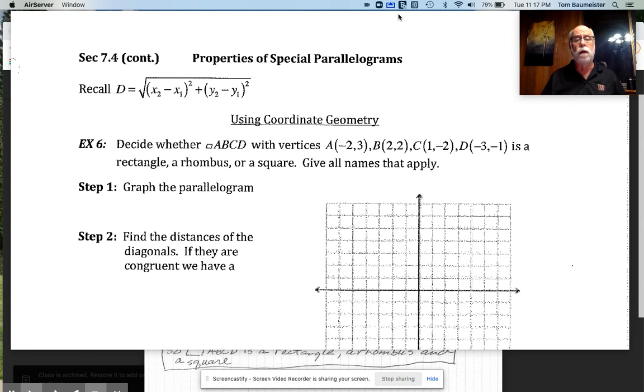Now, it could actually be all three of them. Again, we'll kind of see as we go along, and because it does tell us to give all names that apply. So step 1, we're going to graph the parallelogram. So we're going to go at (-2, 3). Let me change the color because I want to use my red as my diagonals. So let's go ahead and go blue. So A is at (-2, 3). So there's A.